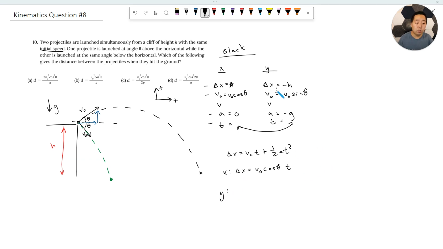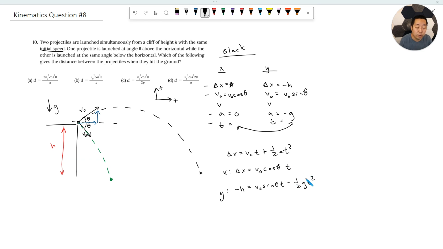In the y direction, what does the equation become? Well, the delta y is negative h. That's v0 sine theta times t minus 1/2 g t squared, because the a I replace with negative g. Okay, so those are my equations here. Now, the standard method is if I want to find this quantity, I need to know the time, right? And then I'm going to plug that into this thing.